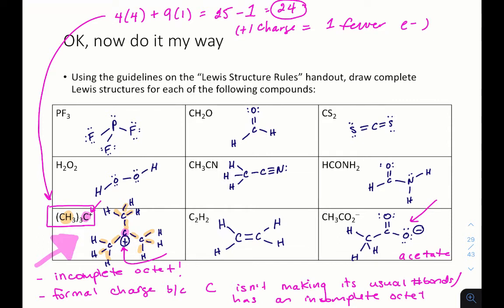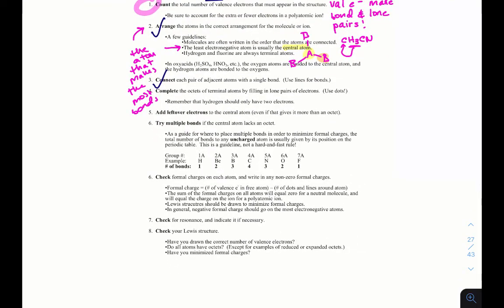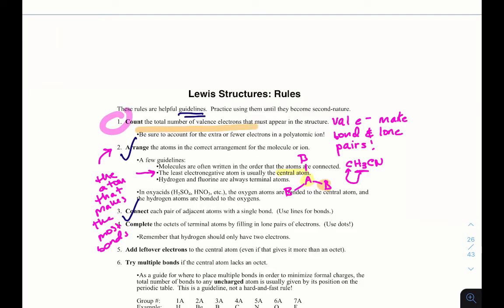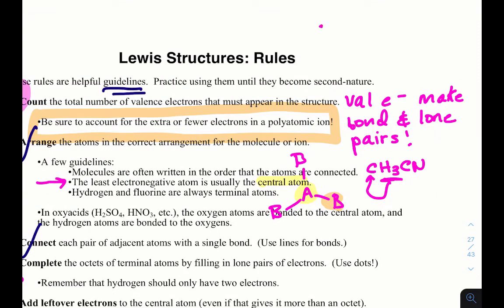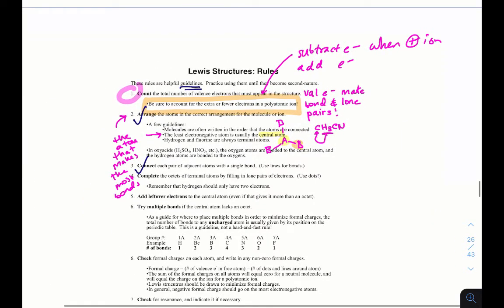I will point out one more thing. During the total electron count for the acetate ion, there is a negative formal charge, so I would add 1 electron to the valence electron count, because that's what the negative charge means. And do not worry, that is written out for you right here. Be sure to account for the extra or fewer electrons in a polyatomic ion. You're going to subtract electrons when there's a positive charge, and you're going to add electrons when there is a negative charge.